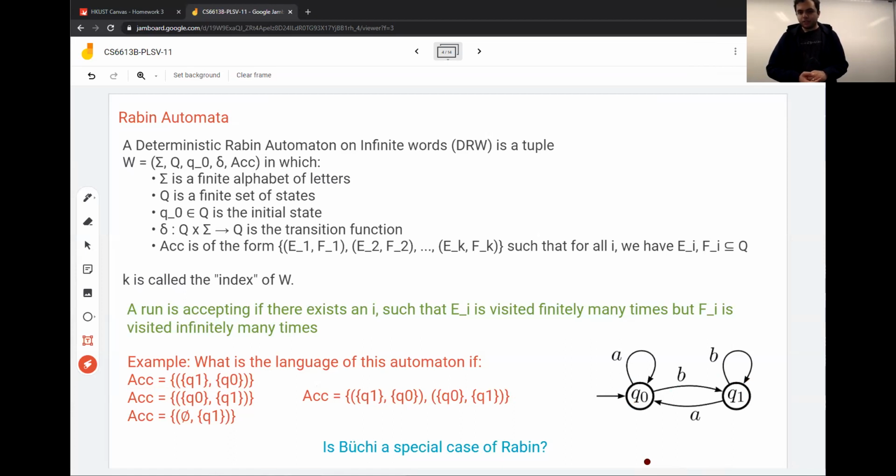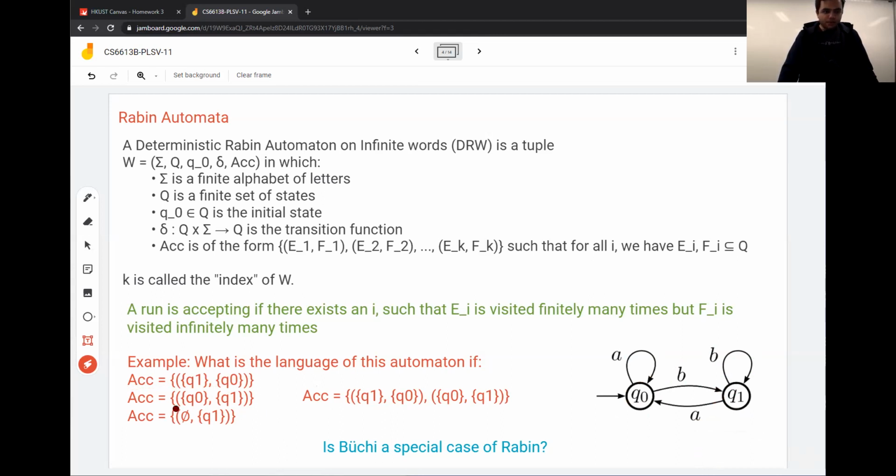Right. It's if we have finitely many Bs. Because if we have finitely many Bs, at some point we come to Q0 and then stay there. But if we have infinitely many Bs, we will see Q1 infinitely many times. So already with this example, we know that deterministic Rabin automata are much more expressive than deterministic Büchi automata, right? Because this was a language that we could not model in deterministic Büchi automata, finitely many Bs, but we have it here. Okay.